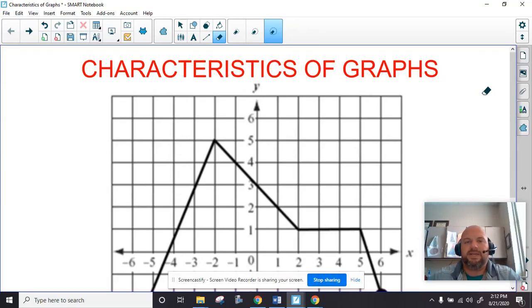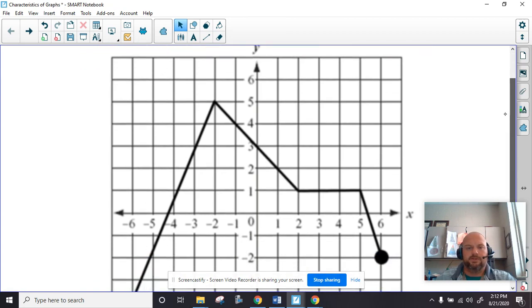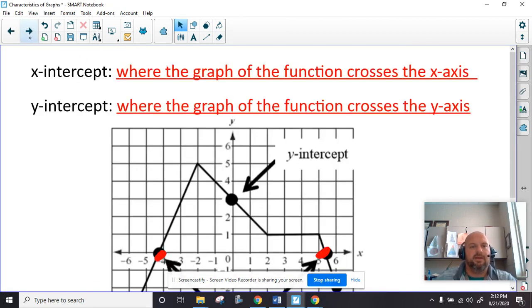Okay, we're going to be analyzing the characteristics of graphs and all the parts thereof. So, this is kind of where you start. We're going to be looking at this graph. All right, a couple of definitions.